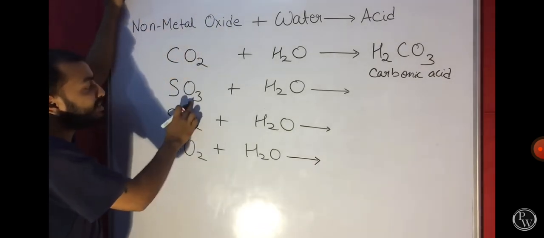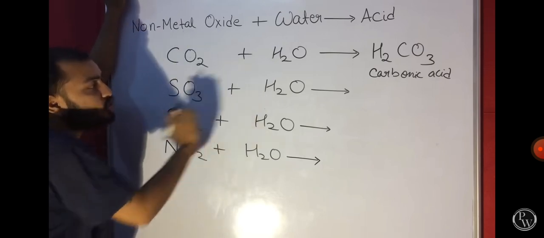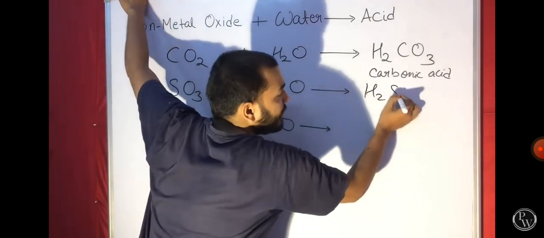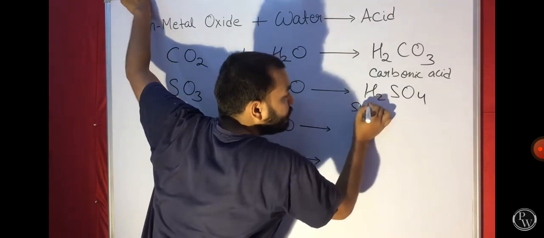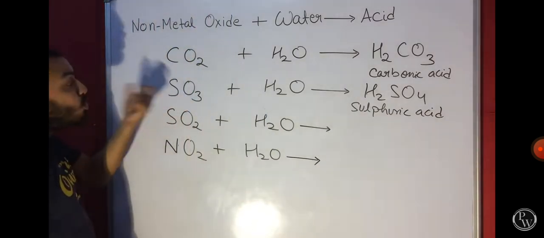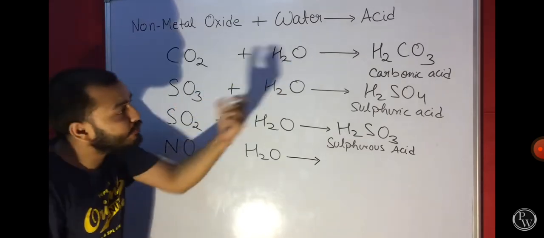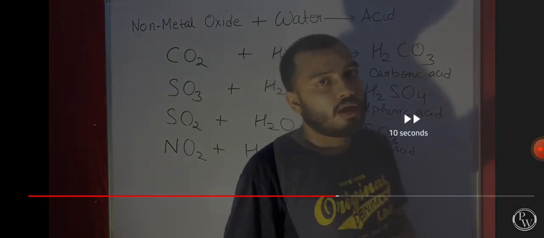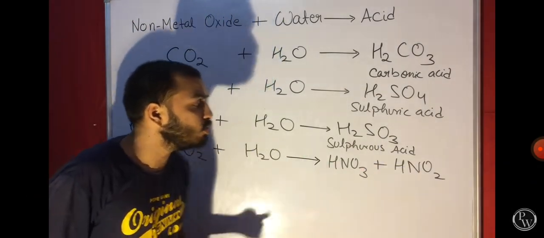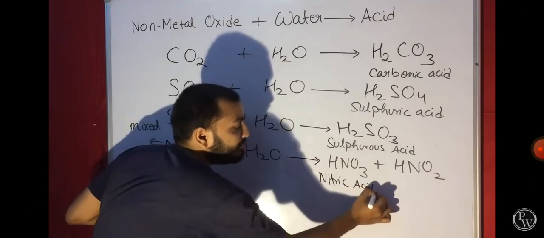Like we have sulfur trioxide. Sulfur is a non-metal and this is the non-metal oxide. It dissolves in water and forms H2SO4, sulfuric acid. So sulfuric acid is formed by SO3. Now sulfur dioxide: SO3 forms sulfuric acid, SO2 forms H2SO3. Important: HNO3 and HNO2. This is called nitric acid.